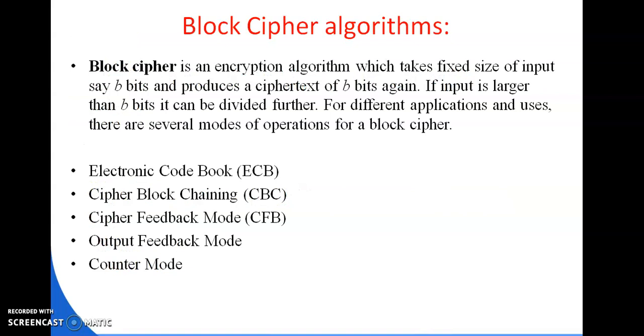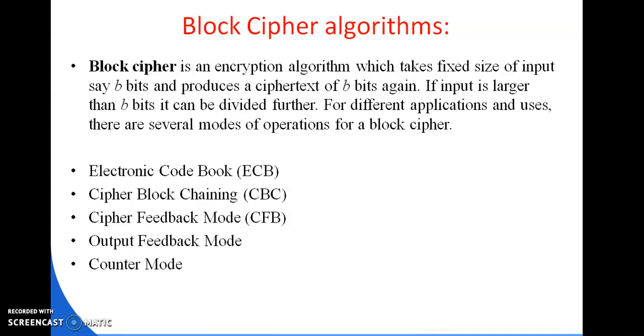Next come to the block cipher algorithm. A block cipher is an encryption algorithm which takes a fixed size of input, say B bits, and produces a ciphertext of B bits again. If input is larger than B bits, it can be divided further. For different applications and uses, there are several modes of operation for a block cipher.